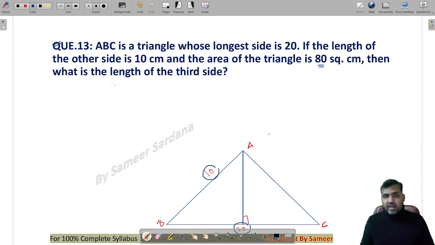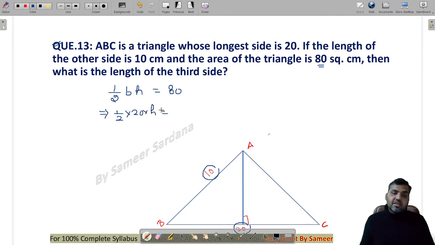Area of triangle, everybody knows, is half into base into height. Now this area of triangle is given to me as 80, right? Now half base, if I take the base as 20, then the height, that means the perpendicular distance of the altitude from the base, the perpendicular distance of the vertex from the base BC, that is h, you can see that this value h will be equal to 8. Now the altitude is equal to 8, right?